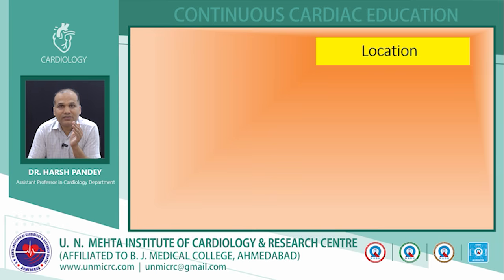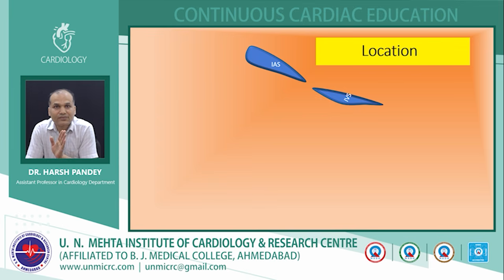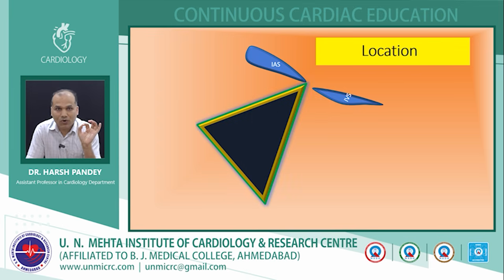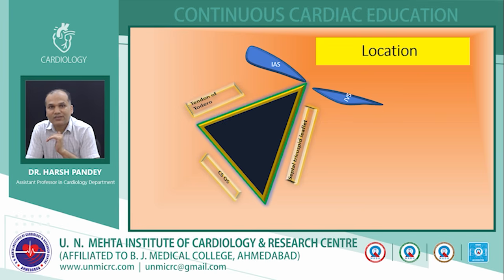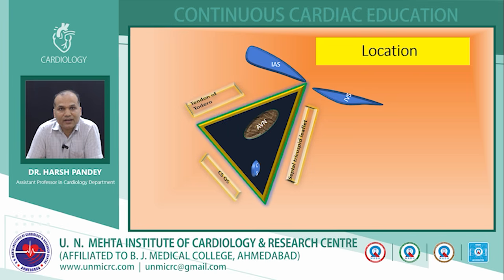So we will see this better in this animation. This is the interatrial septum, this is the interventricular septum, and this is the triangle of Koch. The posterior boundary is formed by the tendon of Todaro, the base by the CS os, and the anterior boundary by the septal tricuspid leaflet. The AV node lies at the apex of this triangle, and at the apex it gives rise to the penetrating bundle of His. Subsequently, the bundle of His divides into the right bundle and the left bundle.